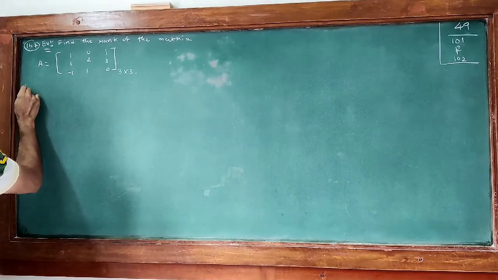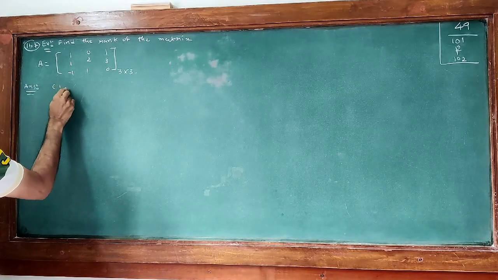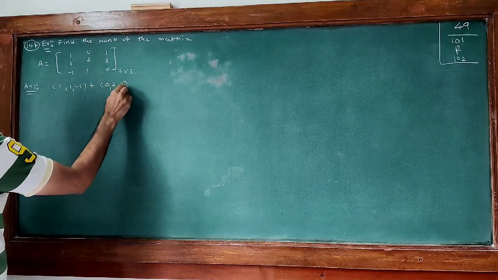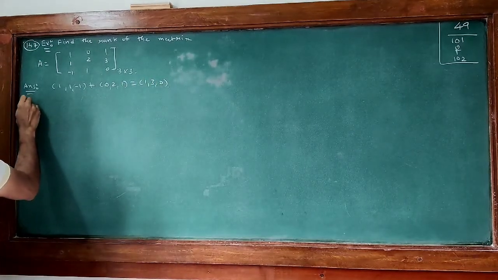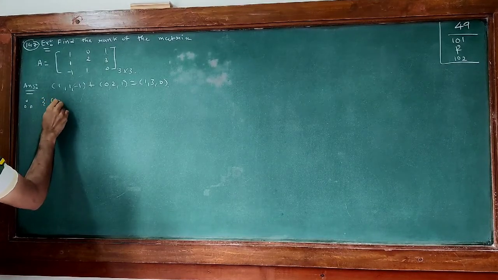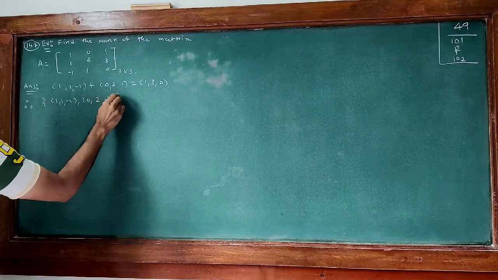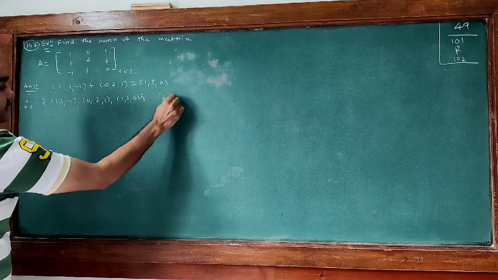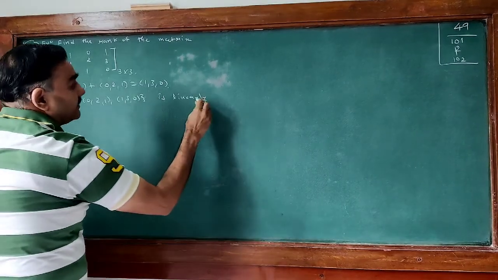Therefore answer: 1 1 minus 1 plus 0 2 1 equal to 1 3 0. Therefore 1 1 minus 1, 0 2 1, 1 3 0 is linearly dependent.